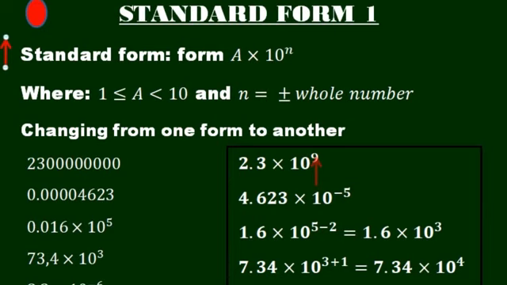Or else you can also remember this by saying, if the number that you are changing is greater than 1, like this one is greater than 1, the power is going to be positive. But if the number is less than 1, like this one is less than 1, the power is going to be negative. So let's just change this one.